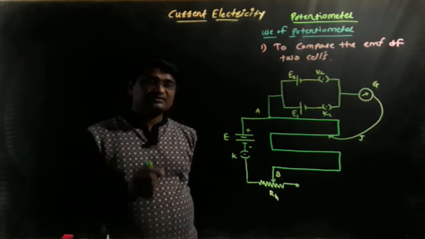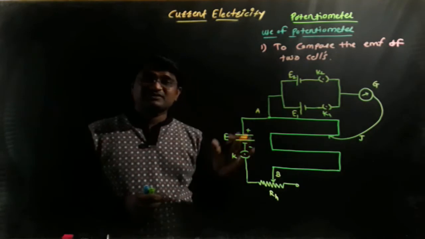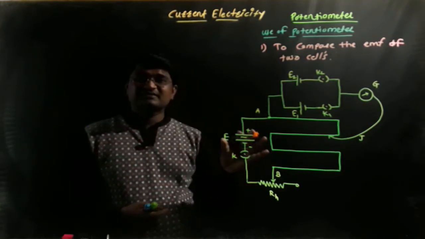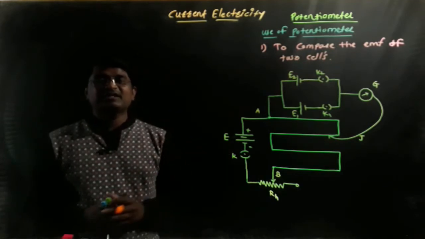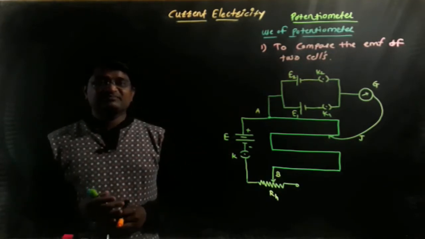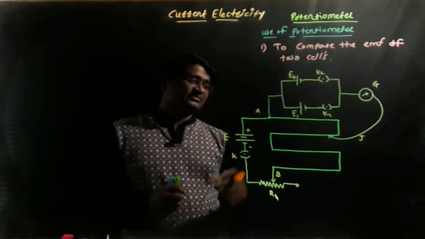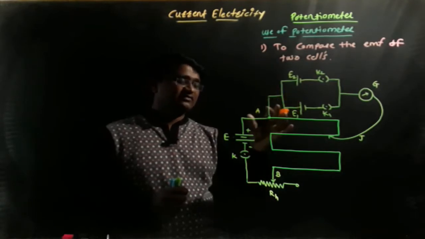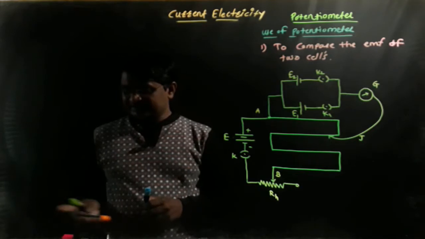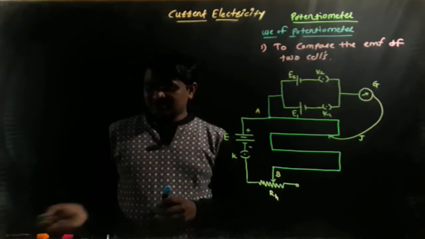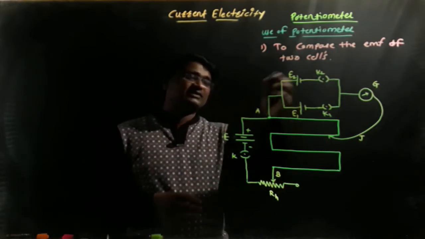And first of all, it is very important to note that this potentiometer use is actually a null deflection method. We compare the EMF of two cells by using the null deflection method, and the null deflection method we have already discussed in the concept of meter bridge. So that is why it is very easy to understand when we find the null point. Imagine that there are two important cases when we compare the EMF of two cells, that is E1 and E2.